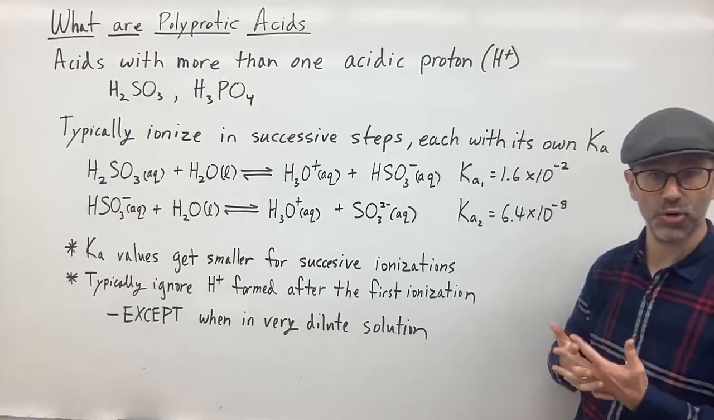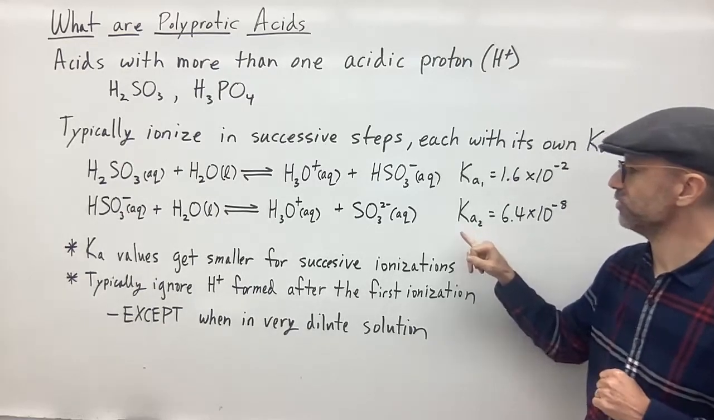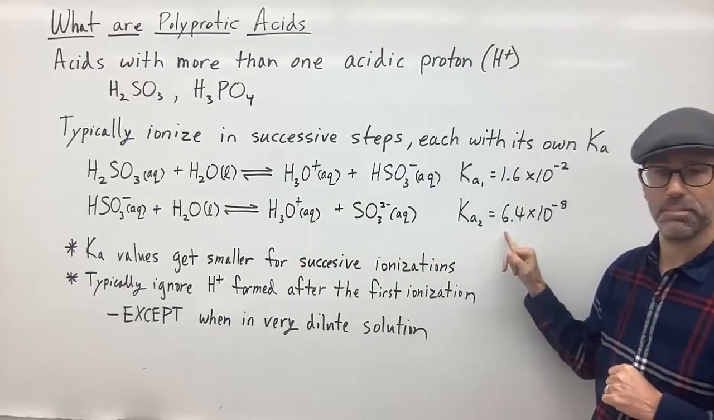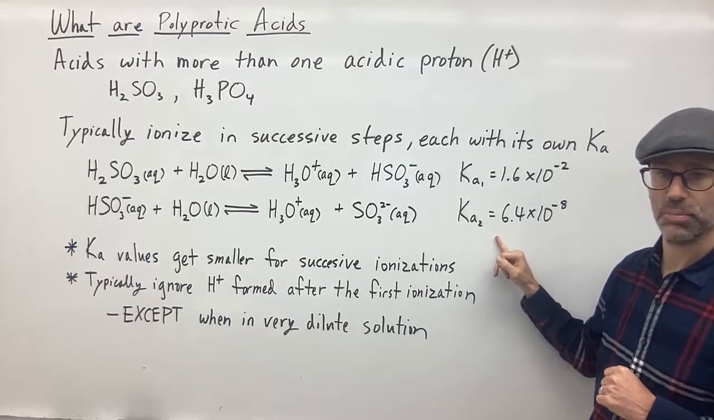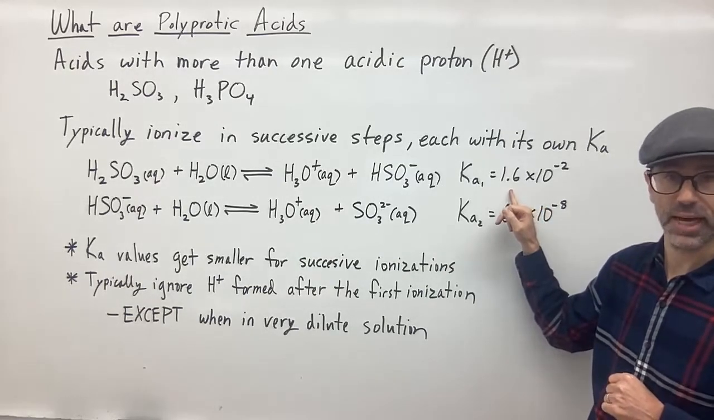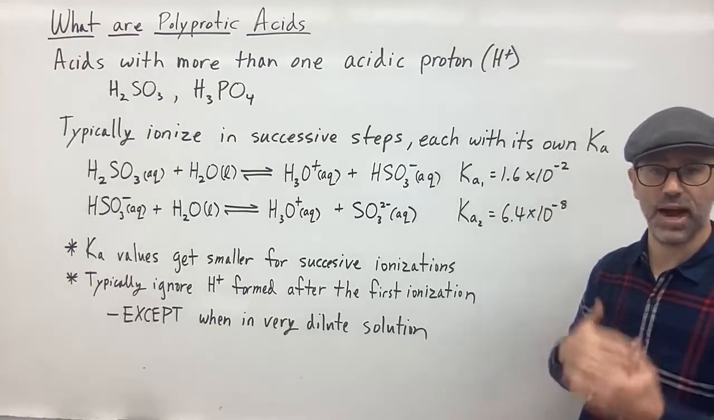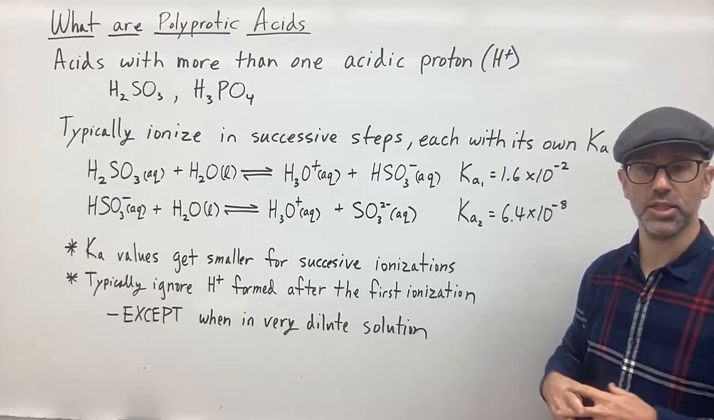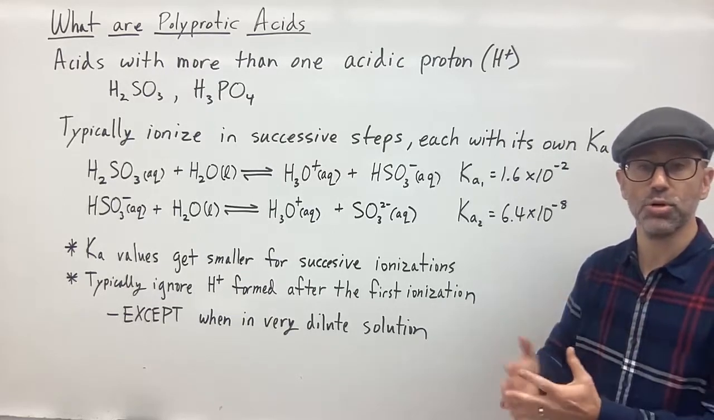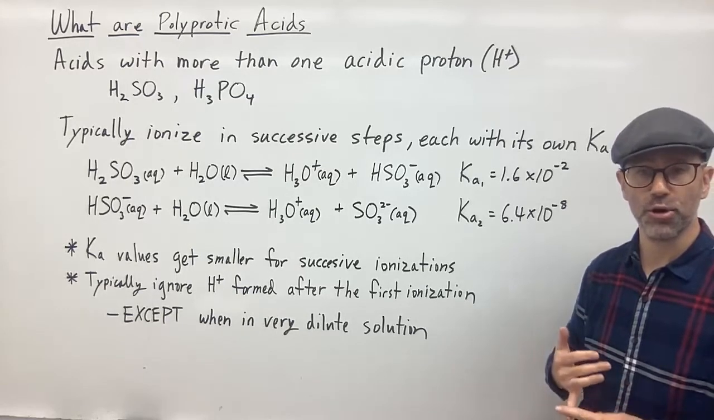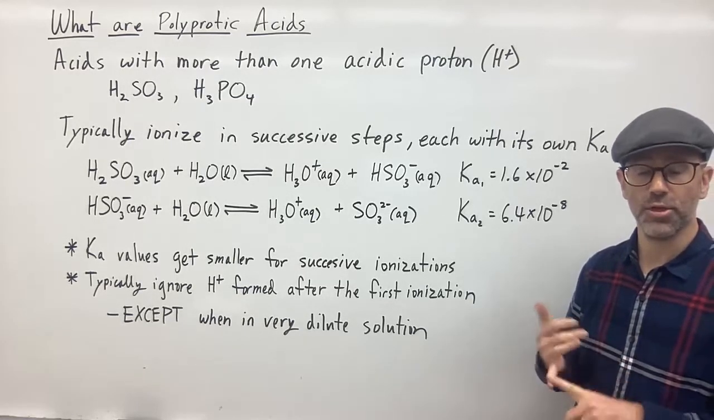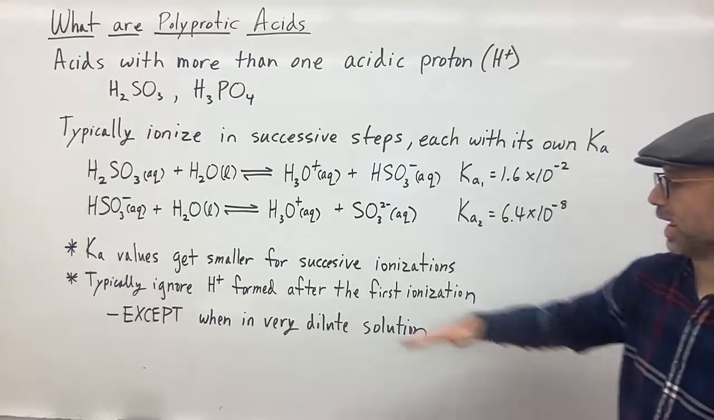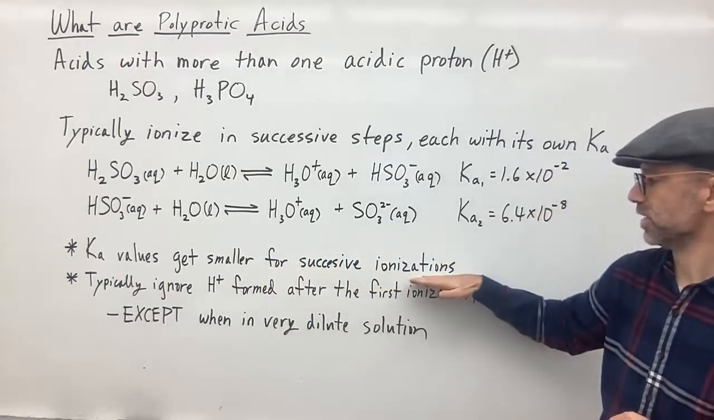Now, one thing to note here is that the second proton to come off has a much lower Ka value compared to the first one, and that is typically the case. So when you have successive hydrogens coming off of your polyprotic acid, the first hydrogen is much more readily removed than, say, the second or third hydrogen from the polyprotic acid. And so your Ka values will typically get smaller for successive ionizations.